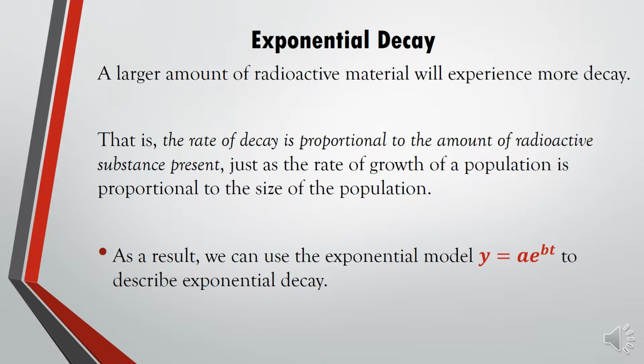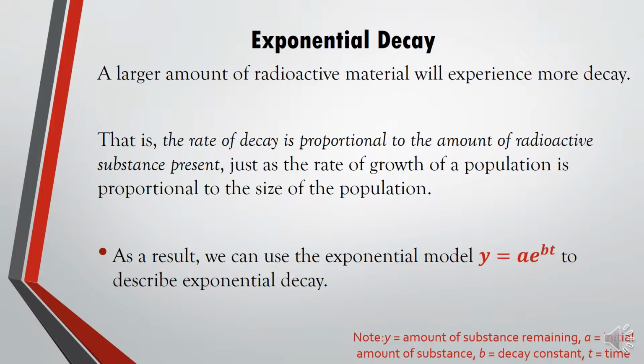As a result of this proportionality, we can use the exponential model, y equals a times e to the bt, to model or describe exponential decay. And I just want to point out here what these variables or constants mean in the context of exponential decay problems. Y, a lot of times they'll use Q instead of Y, but Y here represents the amount of radioactive substance that is remaining. A represents the initial amount of radioactive substance, the amount that you began with.